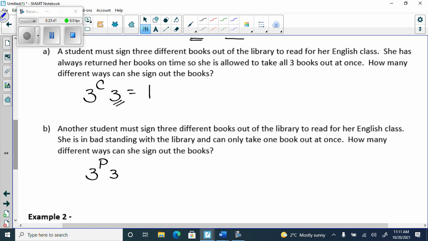3P3. Or I could go, first month she gets 3 options, second month she gets 2 options, last month she gets 1. Because remember 3P3 is the same as 3 times 2 times 1, right? Same 3 blanks. We went through this before. Start with this number. This is how many blanks there are when it's a P. And what do we get? 6.